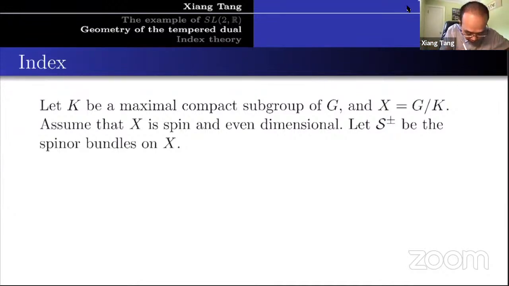Now we are assuming that X is a spin manifold, and also we'll assume it's even dimensional. If it's not even dimensional, we can also generalize our study, but let's assume it's even dimensional. With this assumption, we can consider some natural bundles, the so-called spinor bundles associated to our space.